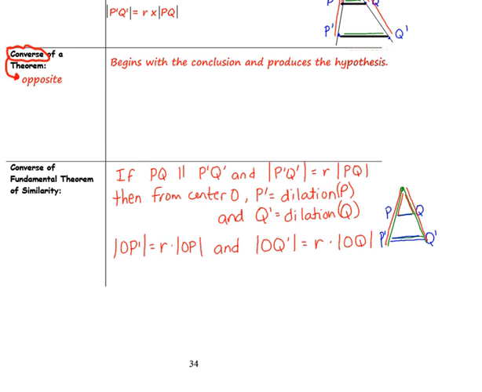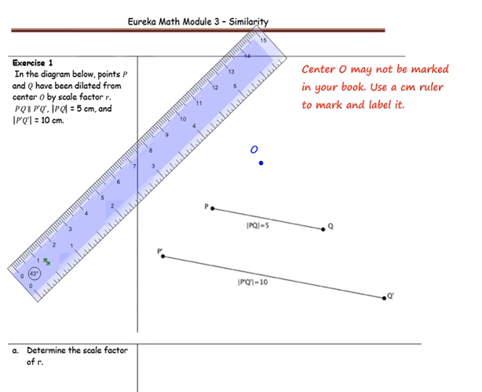Let's take a look at exercise 1. In the diagram below, points P and Q have been dilated from center O by a scale factor of r, and the segment PQ is parallel to P prime Q prime. The length of PQ is 5 centimeters. The length of P prime Q prime is 10 centimeters.